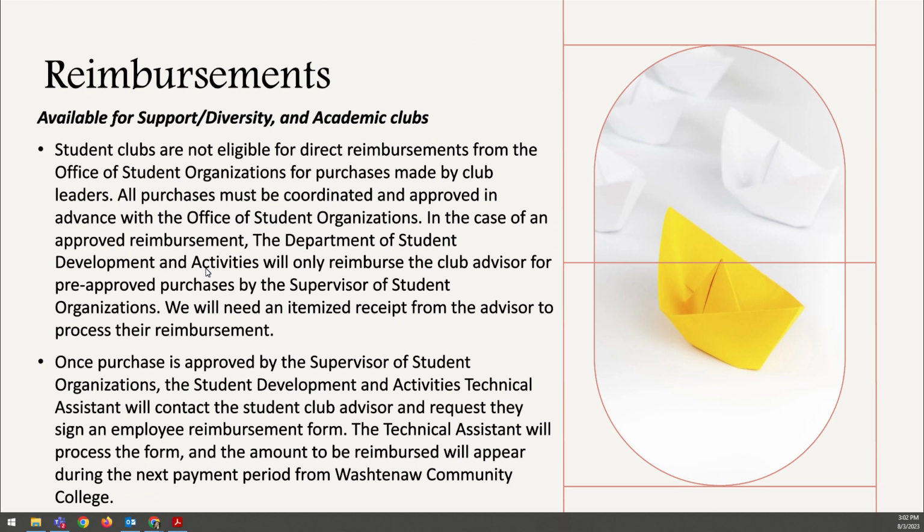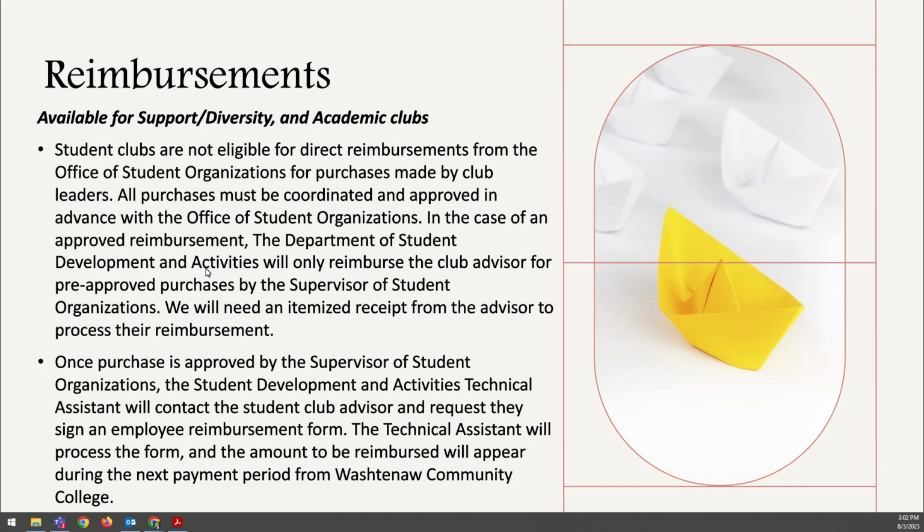Reimbursements. Student clubs are not eligible for direct reimbursements from the Office of Student Organizations for purchases made by club leaders. All purchases must be coordinated and approved in advance within the Office of Student Organizations. In the case of an approved reimbursement, the Department of Student Development and Activities will only reimburse the club advisor for pre-approved purchases by the supervisor of student organizations. We will need an itemized receipt from the advisor to process the reimbursement.